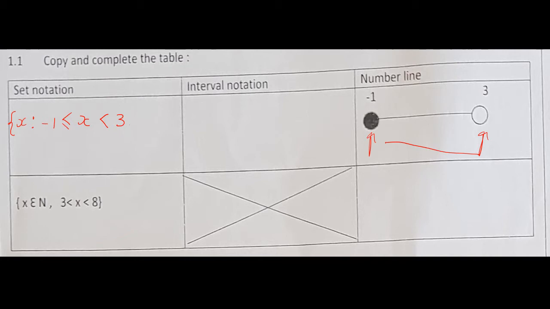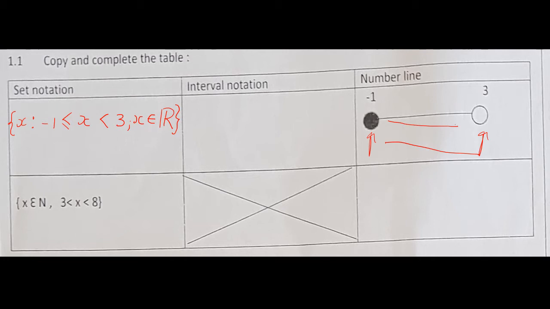Now we continue. We need to say x is an element of what? Now the continuous line that we see here, right, that continuous line is known as real numbers. That means all the numbers are included. Therefore x is an element of real numbers.